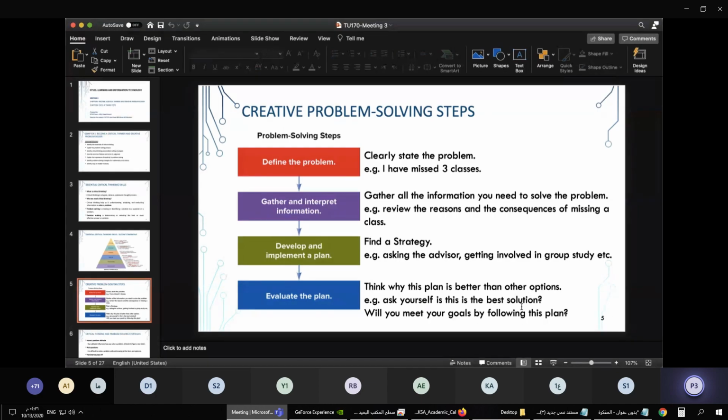Think why this plan is better than the other options. For example, ask yourself, is this the best solution? Will you meet your goal by following this plan? Like the previous example, it would also apply here, whether the specific application can follow the plan or achieve the goal to be an effective solution.